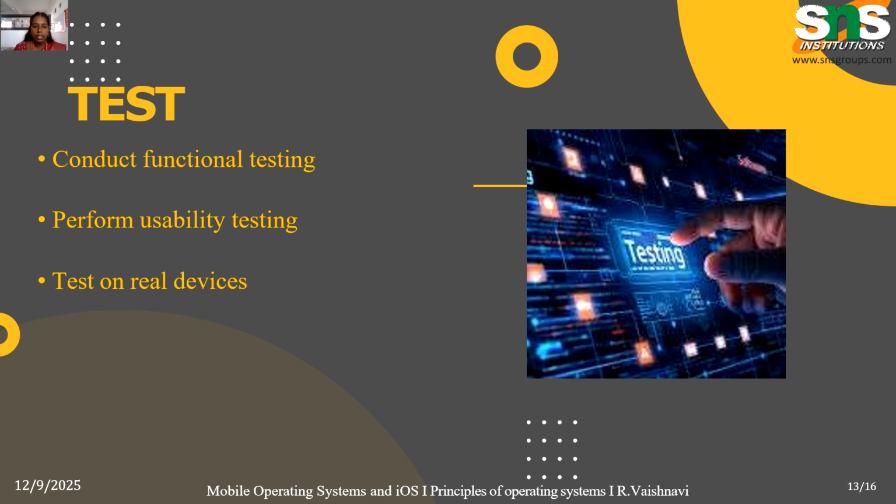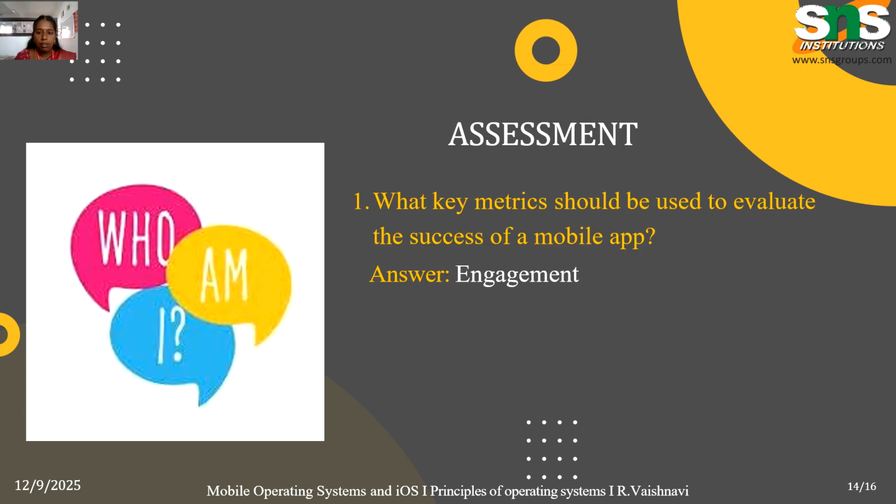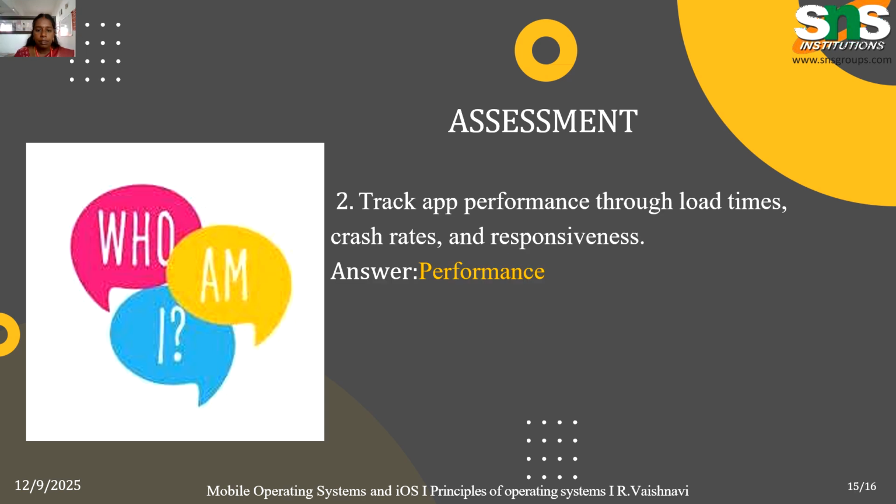Here we have to conduct functional testing, performance and usability testing, and test on real devices. And followed by this, we have some assessment questions. The question is, which key metrics should be used to evaluate the success of a mobile app? We defined it as engagement. Second one, we have to track application performance through load times, crash rates, and responsiveness. The answer is performance.